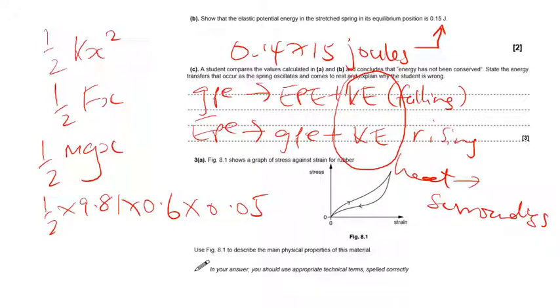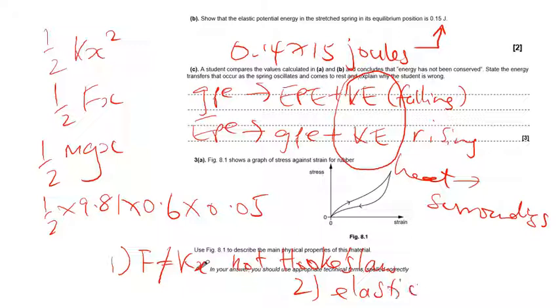And describe the main physical properties of this material. Number one, you have to say that F is not equal to kx. What that means is it does not obey Hooke's law. Number two, you can say it is an elastic material. It is an elastic material, and it does not obey Hooke's law. And also, you can say that the loading is not the same as unloading.